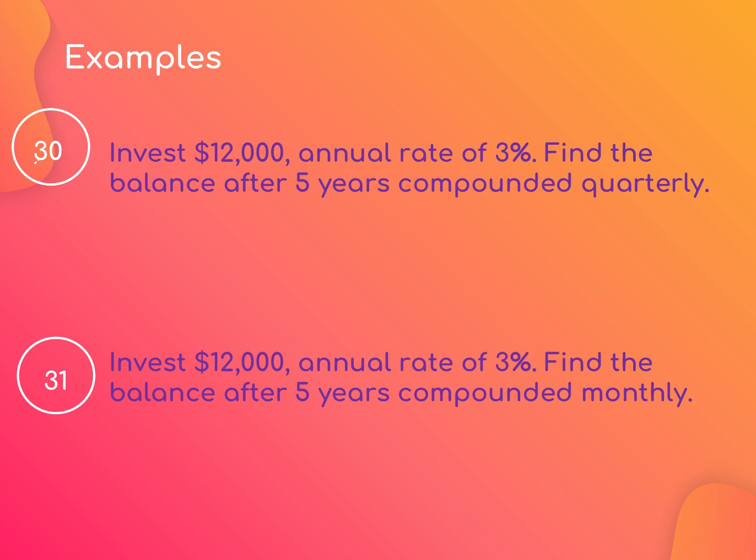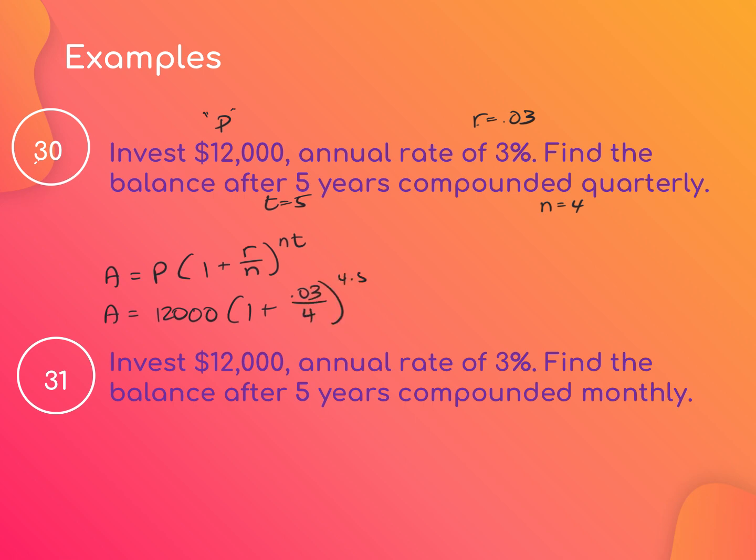So if you have a problem like this and it says you invest $12,000, well, that's your principal, at an annual rate of 3%, which is 0.03 as a decimal. That's my interest rate. My balance after 5 years, that means T is 5. And compounded quarterly, that means N is 4. Then I'm able to find the value of that investment after 5 years. It's going to be, again, the principal times (1 plus R over N) to the NT power. So the amount is going to be 12,000 times (1 plus 0.03 over N of 4) to the 4 times 5 power.